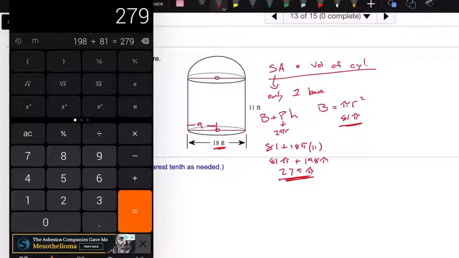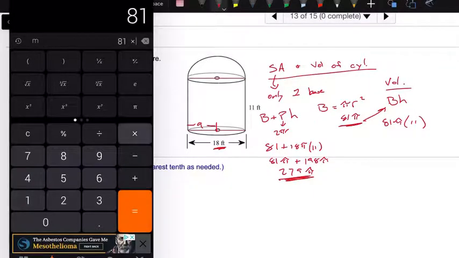Okay. We're also going to have to find the volume of the cylinder, because this question asks for both surface area and volume. Right? Volume of anything with two bases is just BH. Well, we already found B, so that's 81 pi times the height, which is 11. So my volume is 891 pi. Right? And it says we want to round to the nearest tenth, but we'll just hold off and we'll get that at the very end.